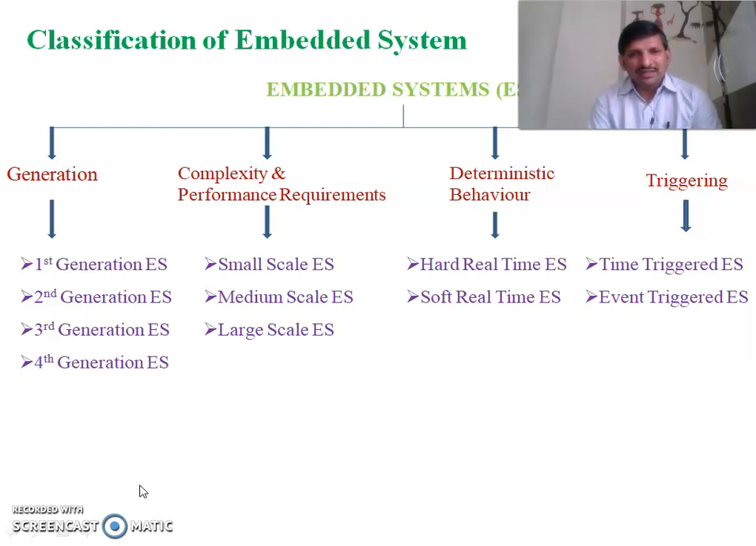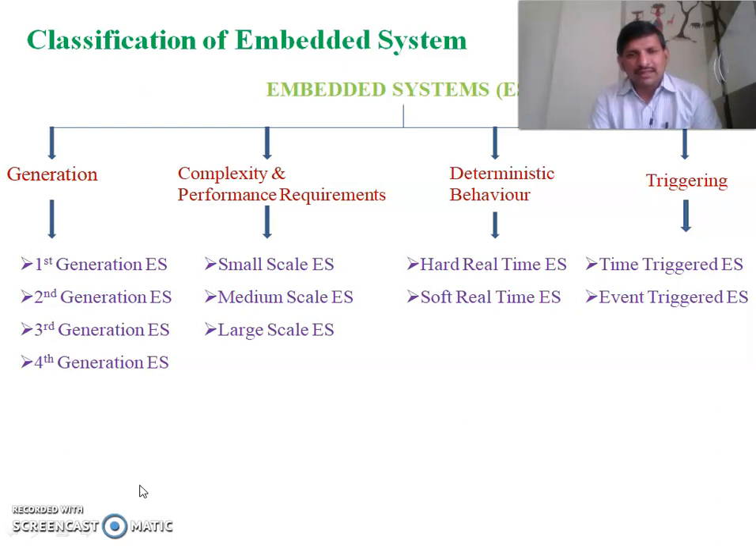First one, first generation embedded systems. In this generation, embedded systems are designed by using 8-bit microprocessors like 8085, Z80, or 4-bit microcontrollers. And the firmware is developed using assembly language programming. Examples for the first generation embedded systems are digital telephone keypad, stepper motor.